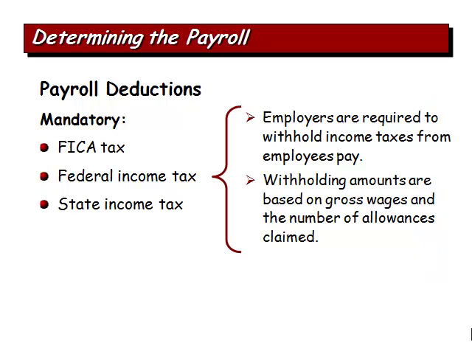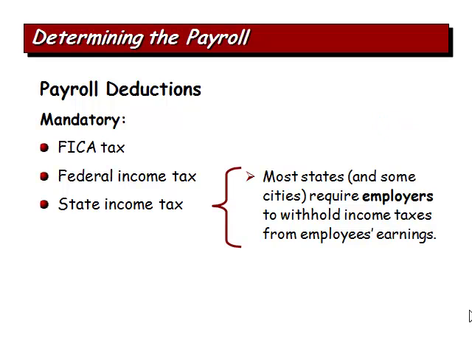So federal income tax, employers are required to withhold income taxes from employees' payroll. And this withholding amount is based on your wages and then the number of allowances, the number of dependents and exemptions that you can claim on your tax return. So if you've got a family of 12 and you're married filing joint, they may not withhold much taxes from your salary. And the state income taxes we talked about earlier, and some cities have an income tax.